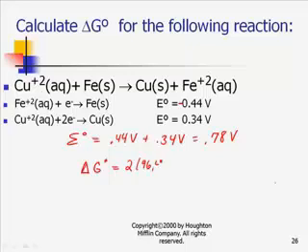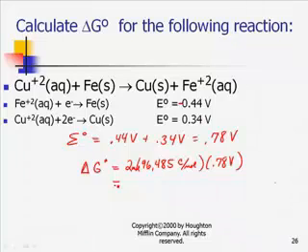Faraday's constant, 96,485. And so that's coulombs per mole of electron. 2 is the moles of electrons. And then my E cell is 0.78 volts. Okay, and so that's going to give me joules for my final unit. So 2 times 96,485 times 0.78.